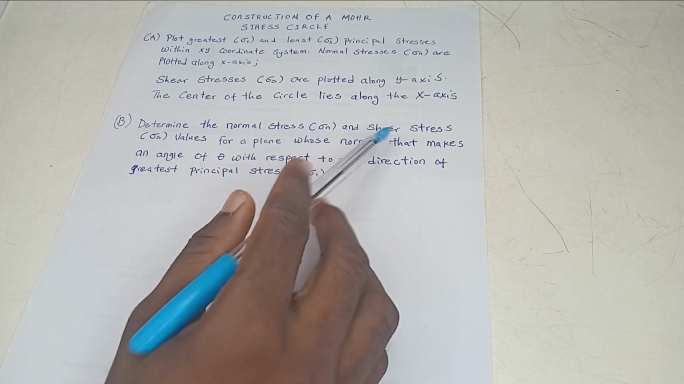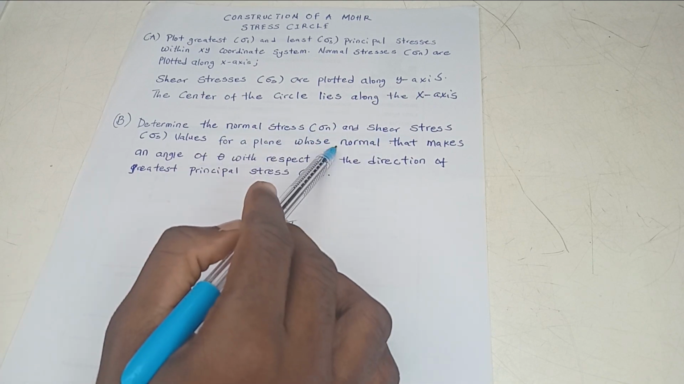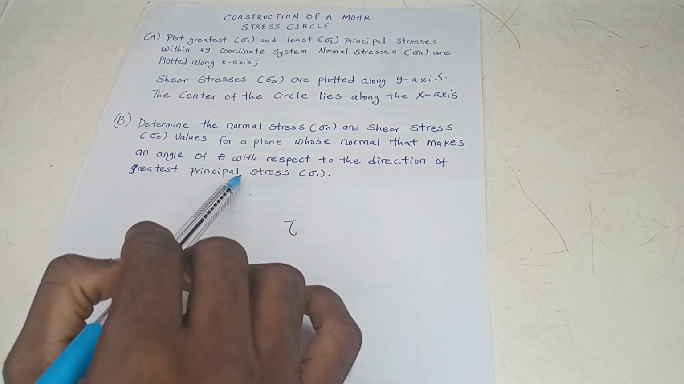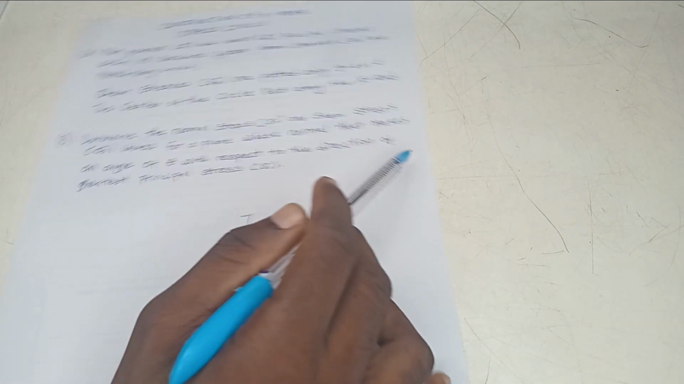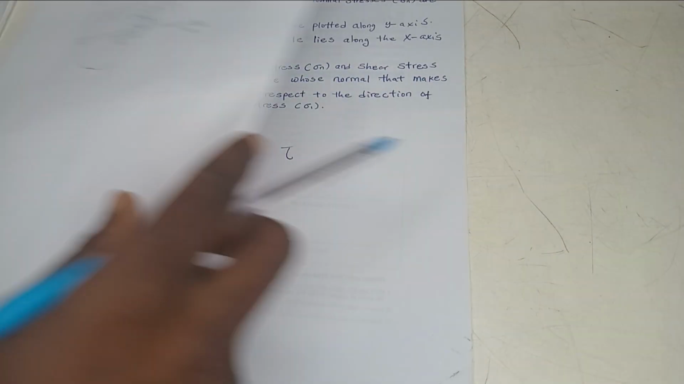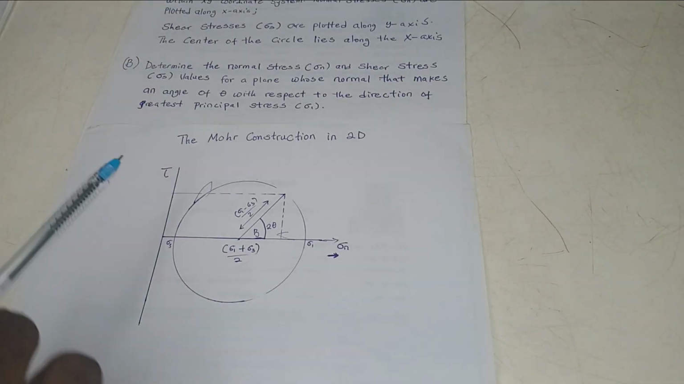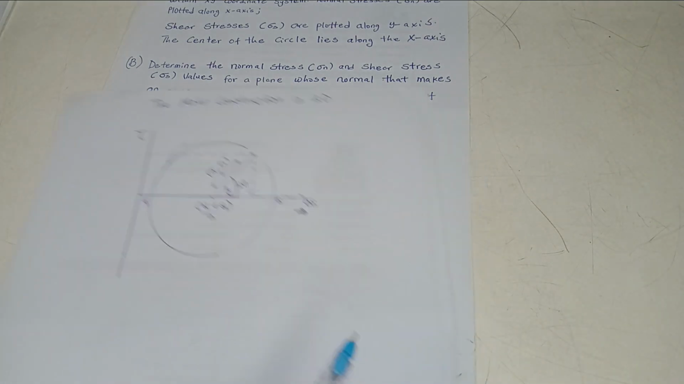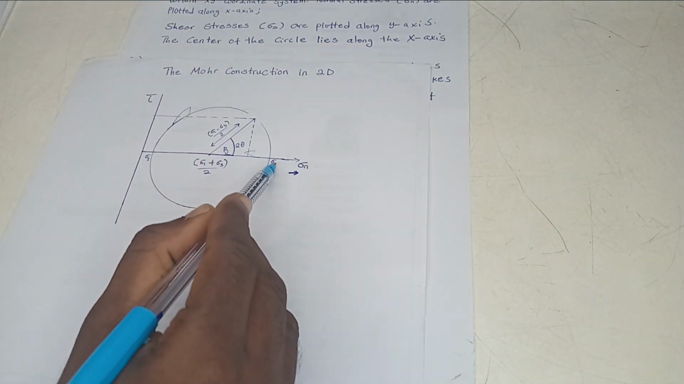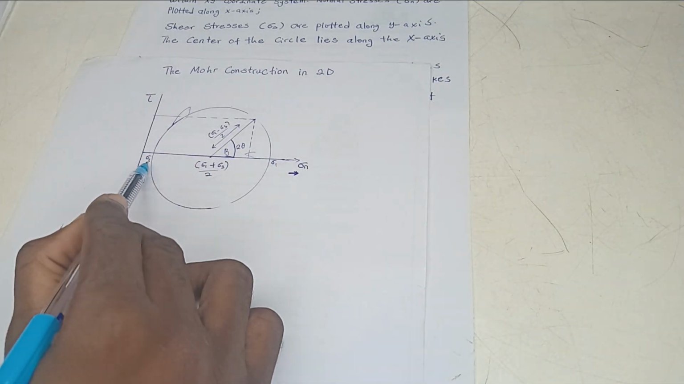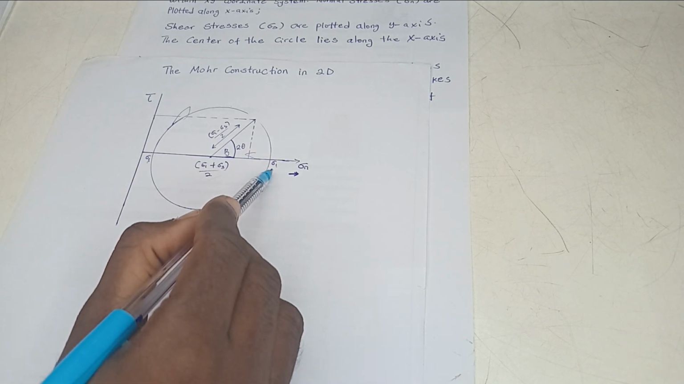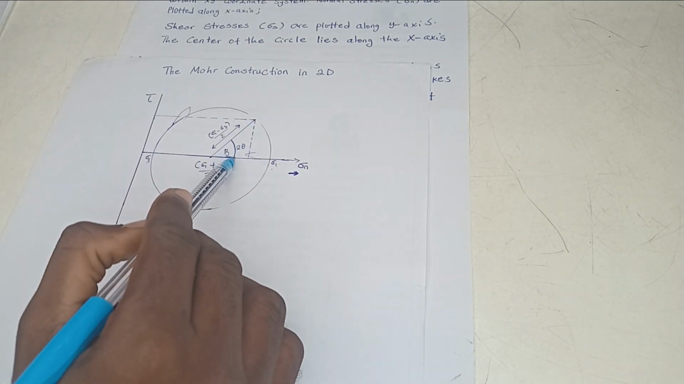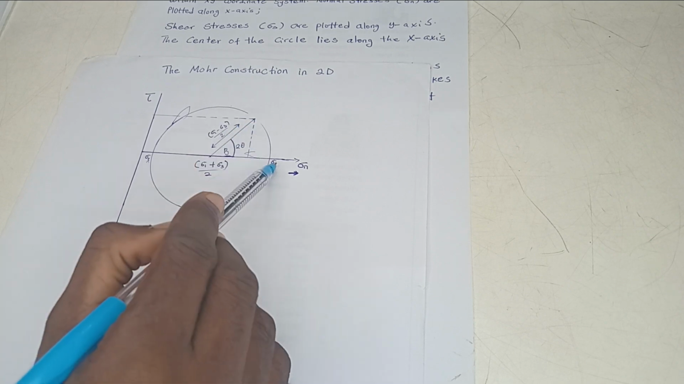The second step, B. Determine the normal stress and shear stress value for a plane whose normal makes an angle of theta with respect to the direction of the greatest principal stress. What does that mean? You can see. It says determine the normal stress in the direction of the what? The greatest principal stress, sigma 1. This is where sigma 1 is, this is where sigma 3 is. Sigma 1 is the greatest stress, while the least stress is sigma 3. So the angle must be in the direction of what? Sigma 1.